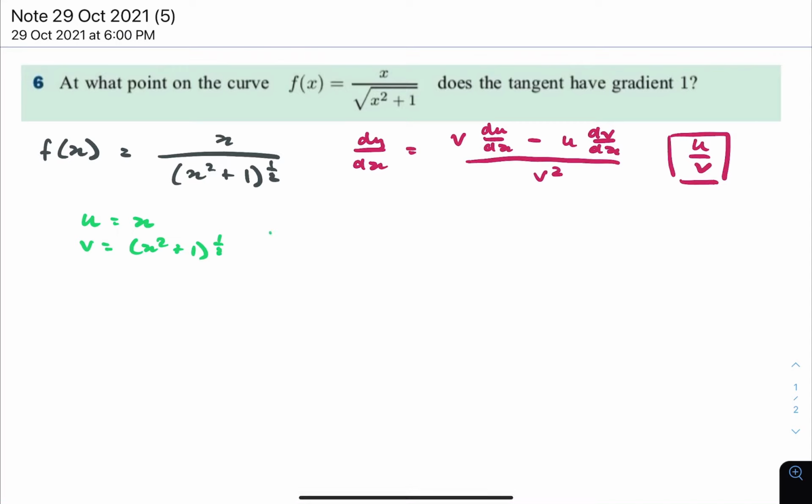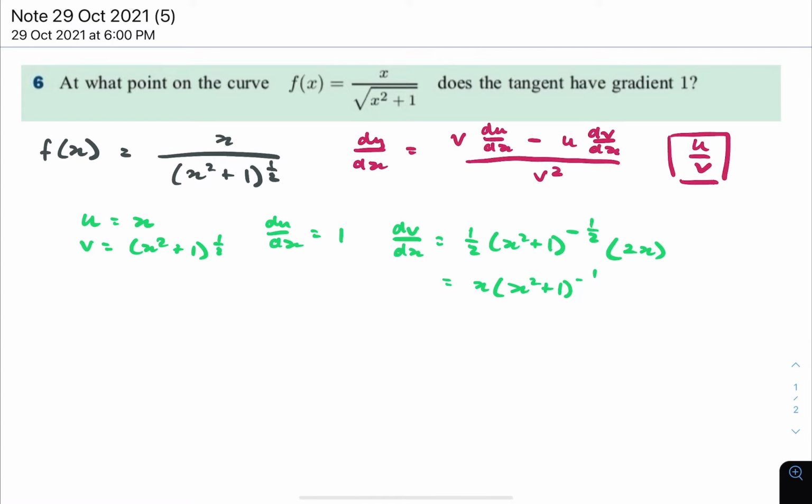We may as well find u prime, or as they've written in this notation, du over dx, which is equal to 1, and dv over dx is equal to, using the chain rule, half times x squared plus 1. I'm using a very quick version of the chain rule, but you can do it slower if it's better for you. And then this becomes x times x squared plus 1 to the power of negative half. So we've got all the information we need. Now we just need to plug it into the formula.